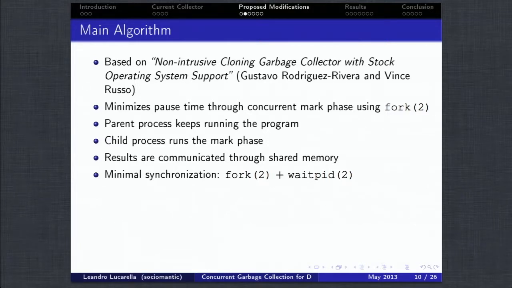So what's the trick? The trick is to use this to get a snapshot to do the garbage collection concurrently in a child process. So I didn't invent this. I'm just reusing the work of Gustavo Rodriguez-Rivera and Vince Russo. This is a very nice paper. If you want to read it, it's free online.